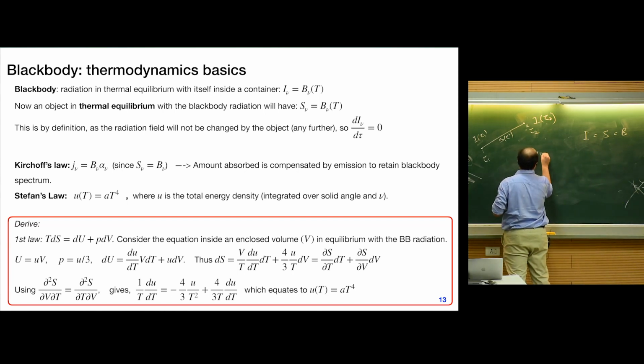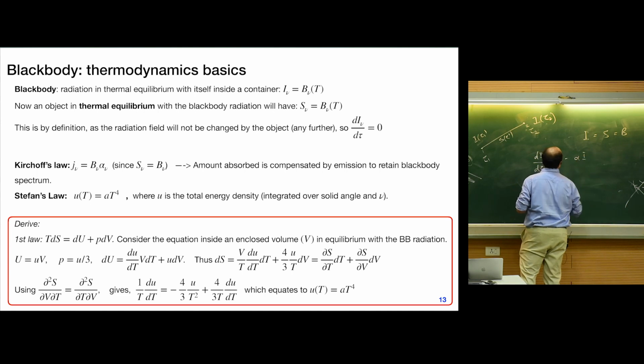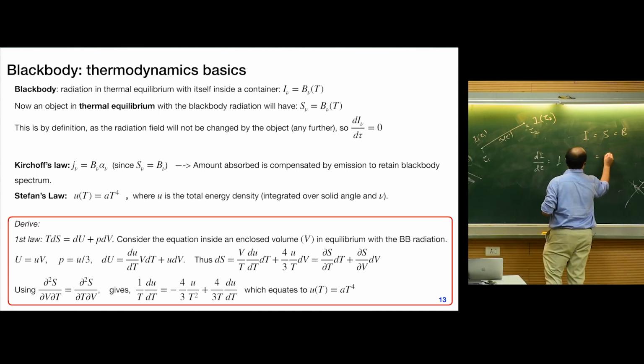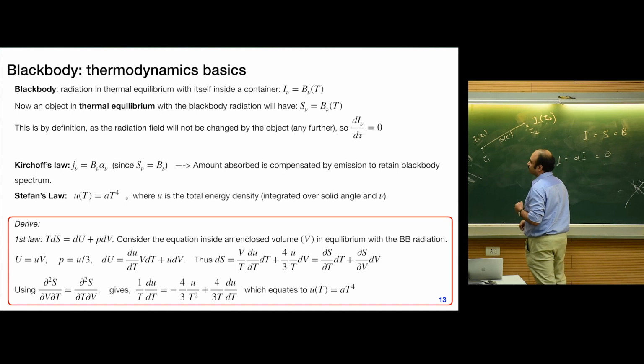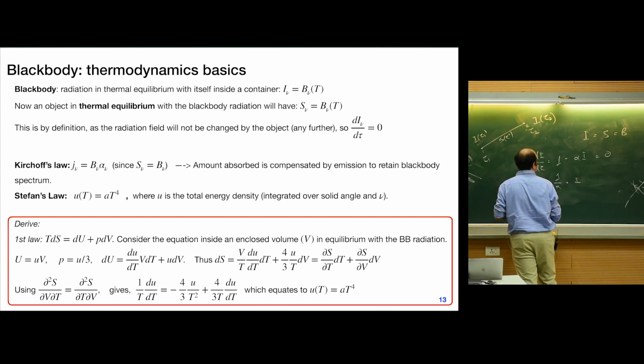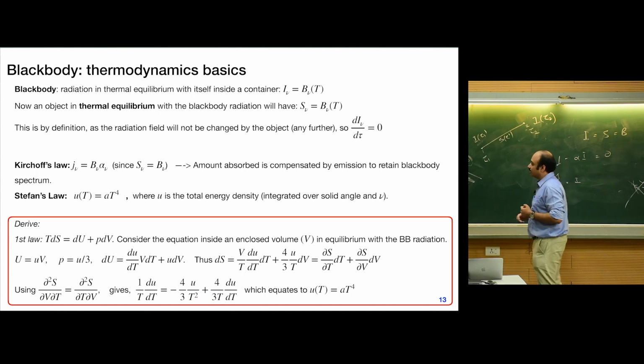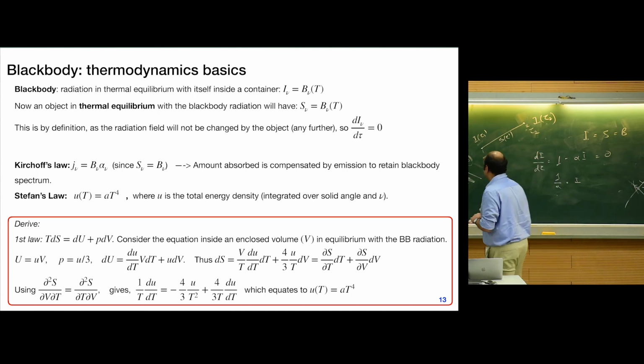So my transfer equation was dI_nu/d tau equals j minus alpha I. This is equal to 0. Okay, so then j by alpha equals I. Again, from the basic definitions. So this is called Kirchhoff's law.